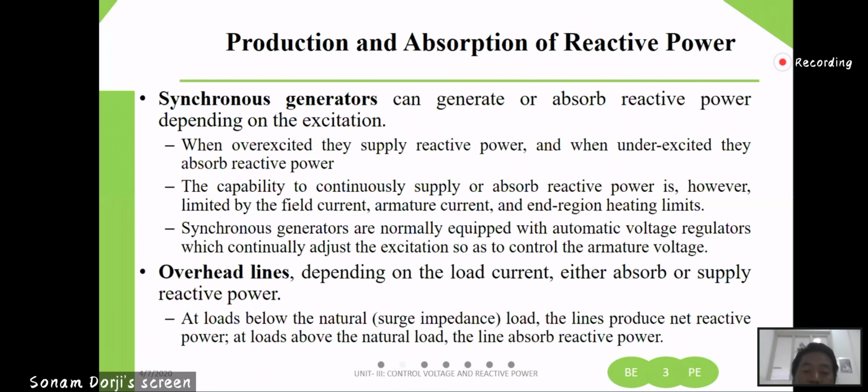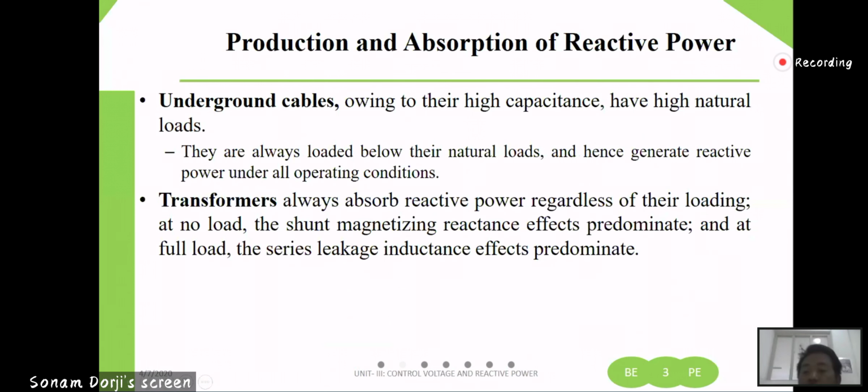So at what condition it will generate and at what condition it will absorb, later on we'll see how to control that. For now, underground cables will always generate reactive power under all operating conditions.